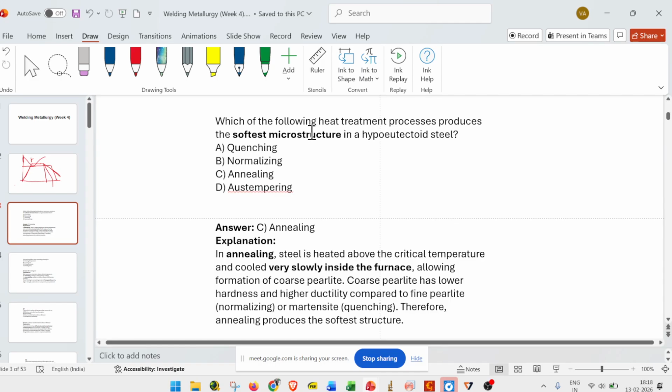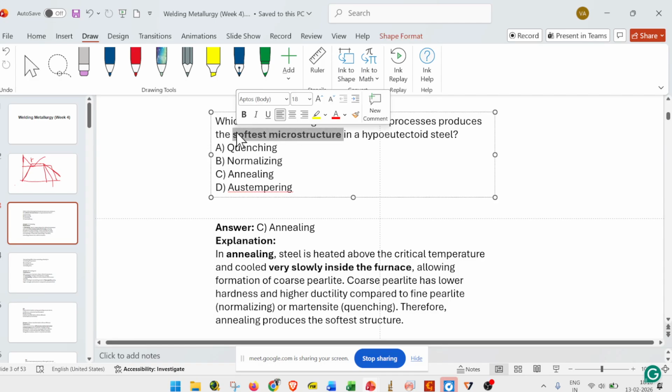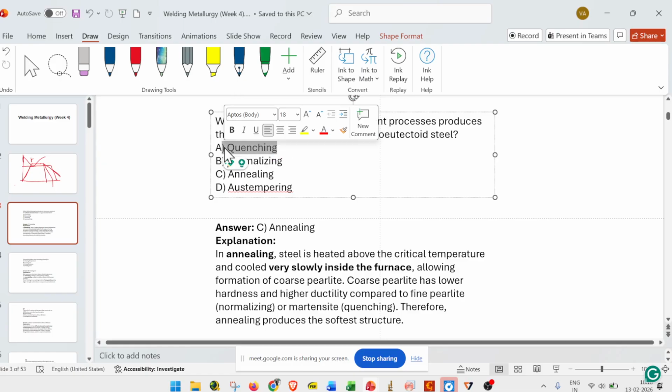Okay, softer microstructure is nothing but coarser grains. Coarser grains means we have much more ductility and hardness will be less. Okay, so quenching generally produces, based on the alloy composition, either a martensitic phase or a pearlitic phase. Generally it will produce a very hard phase. Okay, either martensitic phase, or if it is from the pearlitic phase, it will be a very fine structure with high hardness.